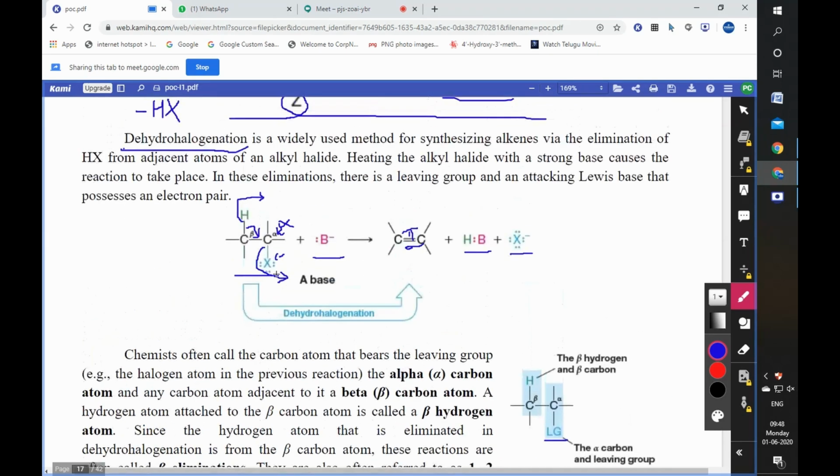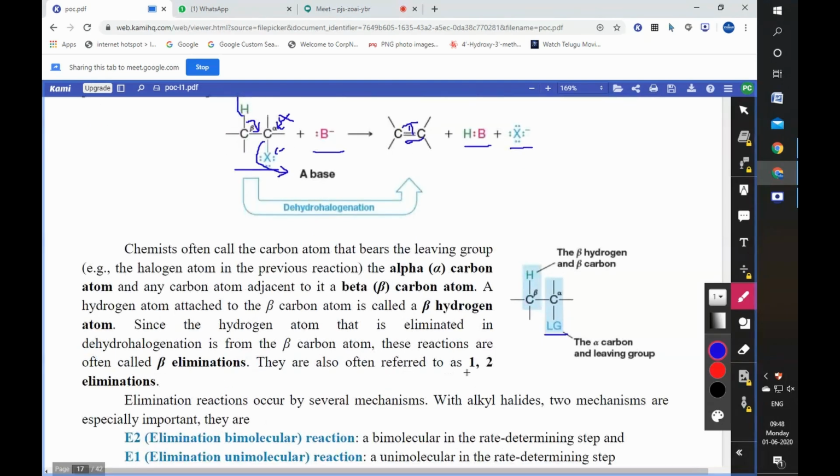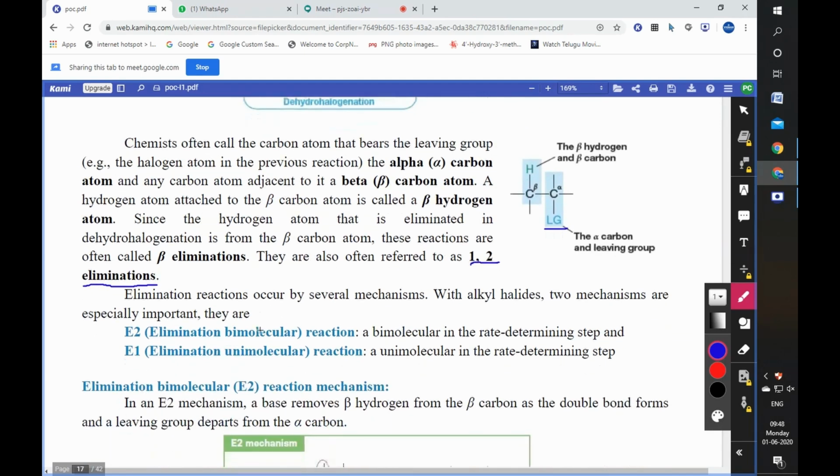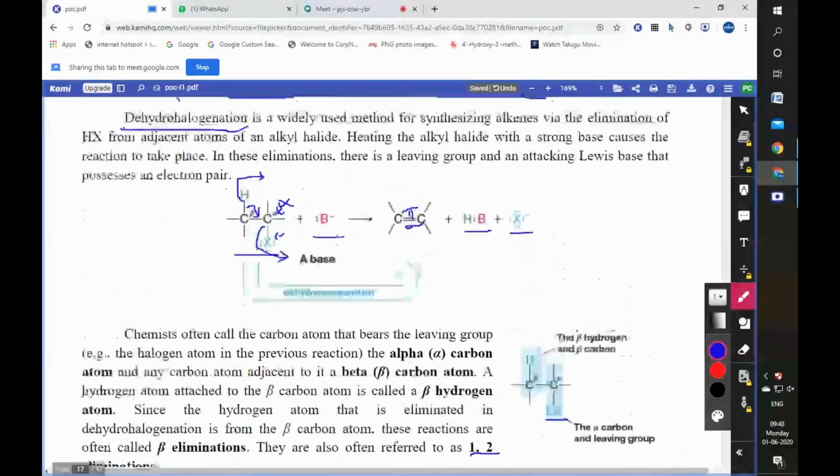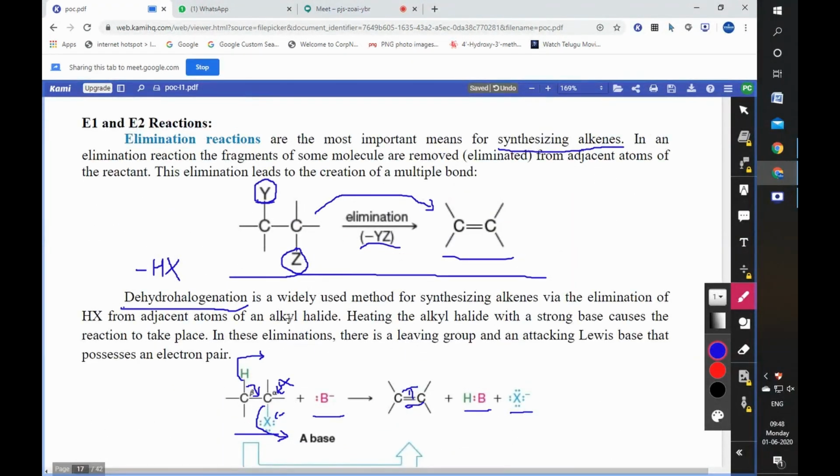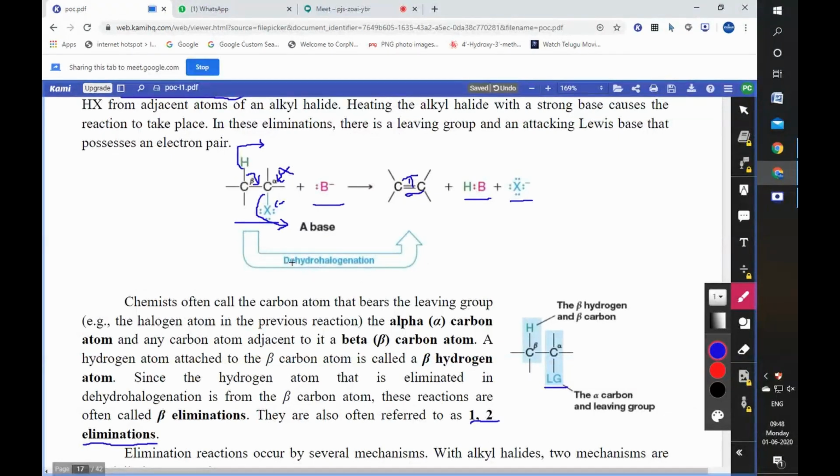Okay, and this reaction is also known as 1,2 elimination because the 2 fragments are eliminated from adjacent carbon atoms, 1 and 2 carbon atoms. That is why this reaction is also known as 1,2 eliminations. Okay, now so this is a general format of elimination reaction and a general reaction of an elimination.